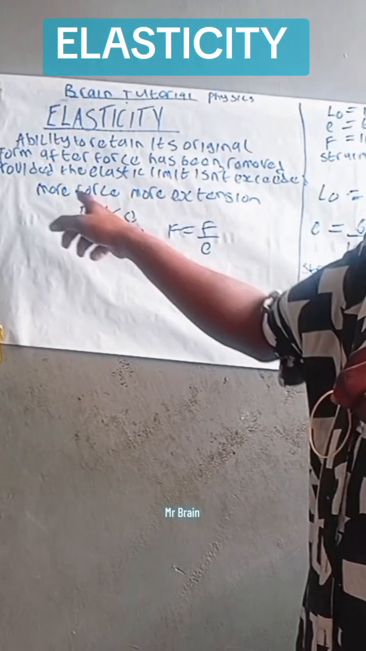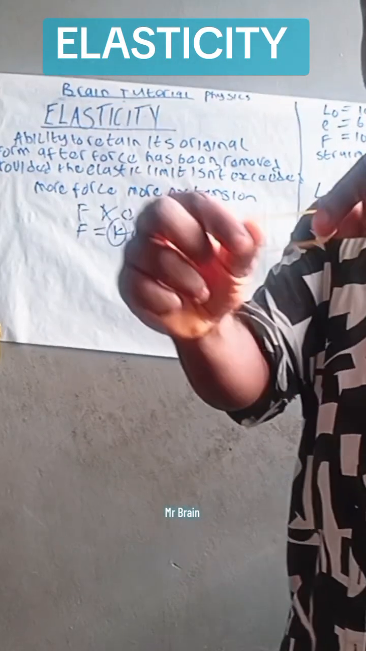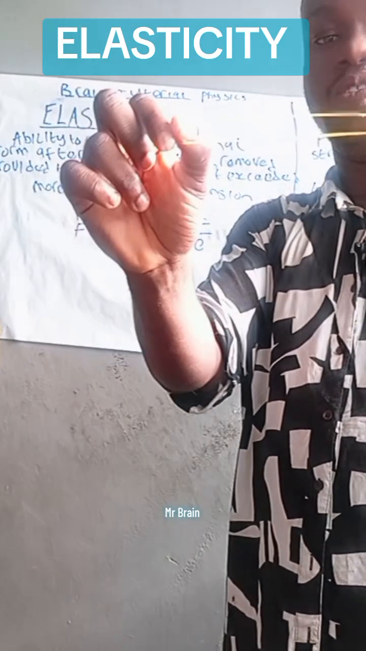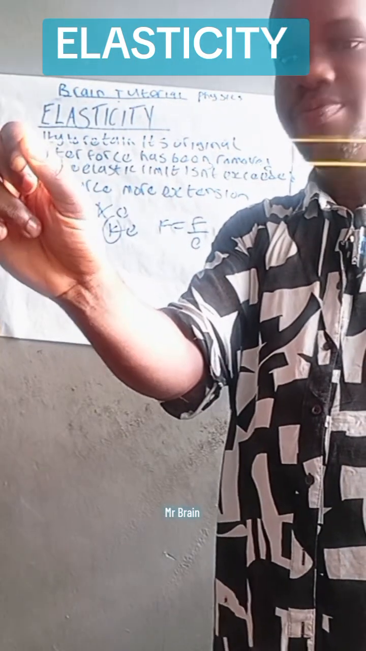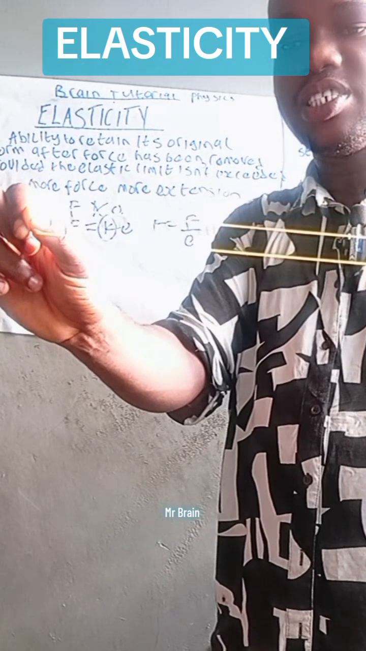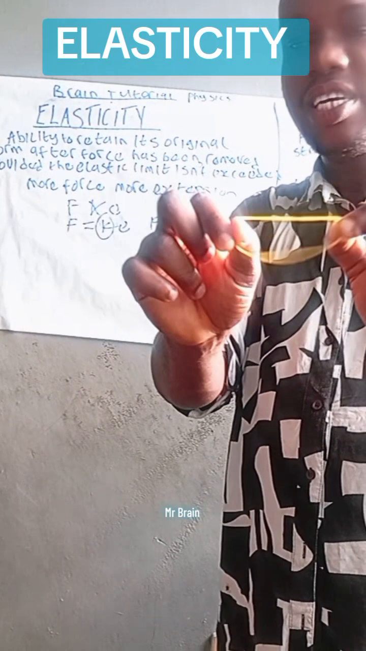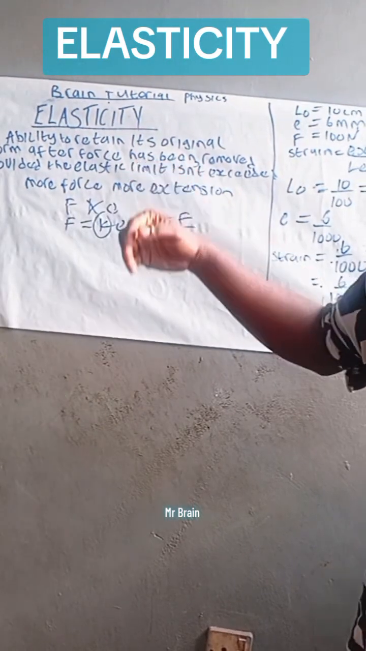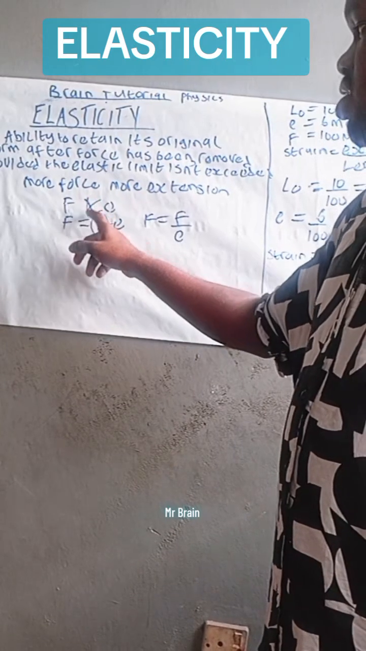So how do I come about this? You notice something: more force, more extension. If I apply small force, you see that the extension is small, the new length of the rubber is small. If I apply more, it is big. If I reduce it, you see that the length is becoming smaller, which simply means the extension gets smaller. So more force, more extension; less force, less extension. And it simply means directly proportional.